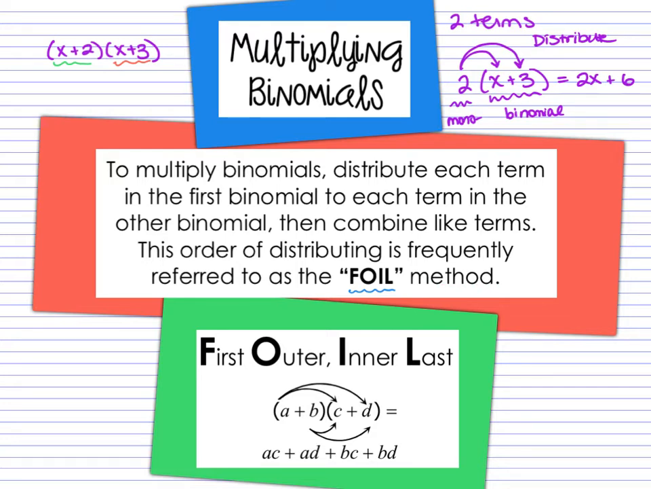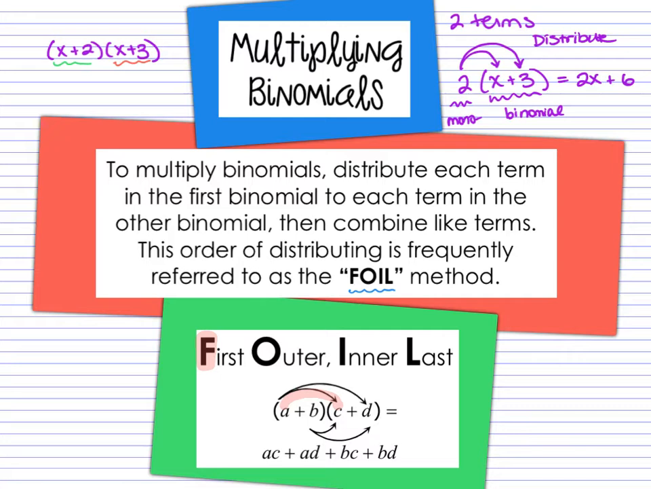So what does FOIL stand for? Well, it stands for first, outer, inner, and last. So what that means is we're going to multiply. I'm actually going to erase all those lines because we're going to talk through it with color. So first, this F here is talking about the first term in the first set of parentheses, multiplying it by the first term in the second set of parentheses. So the first is multiplying this A times C.